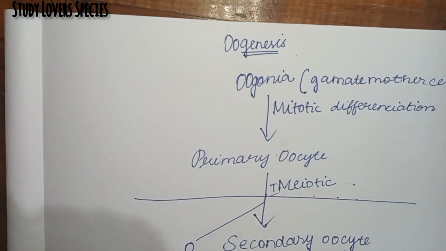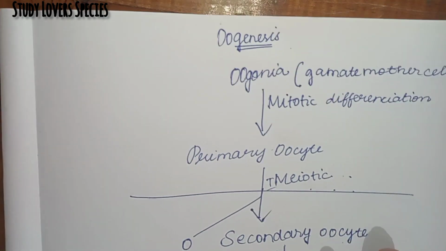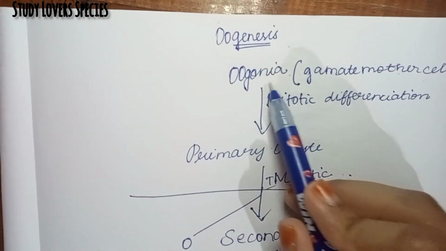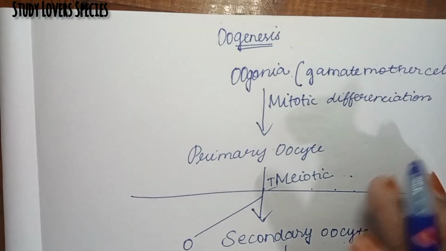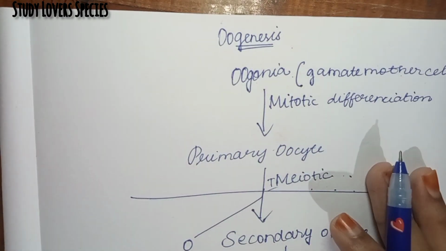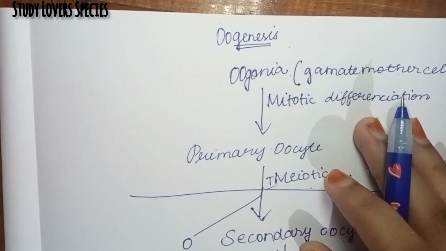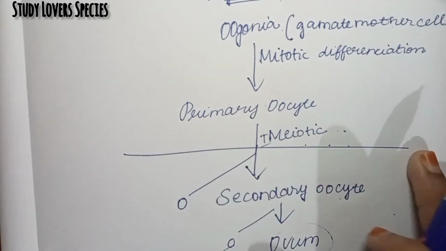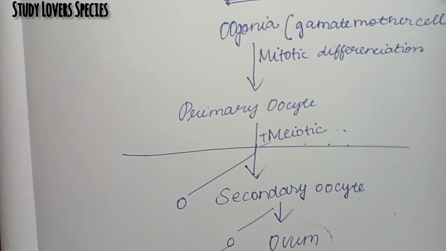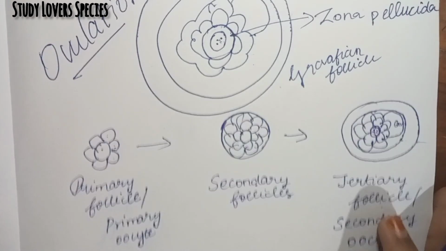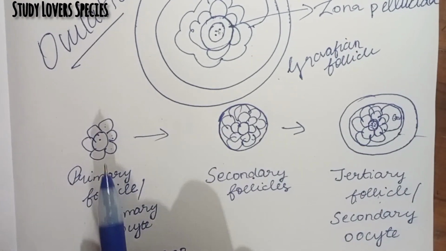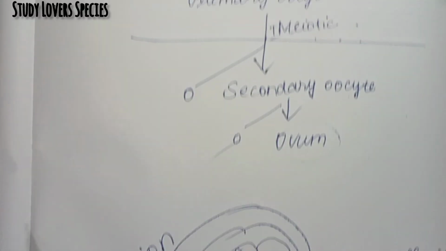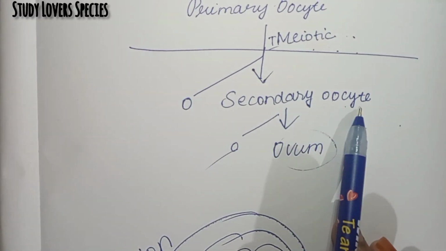When the girl baby was in her mother's womb itself, oogonia will get formed. That is, the gamete mother cells will get formed. When the baby comes out, no more formation of oogonia takes place. They undergo mitotic differentiation and the primary oocyte gets formed, and it gets stopped at the first meiotic division. Once she attains puberty, the primary follicle will become a secondary follicle, then a tertiary follicle.